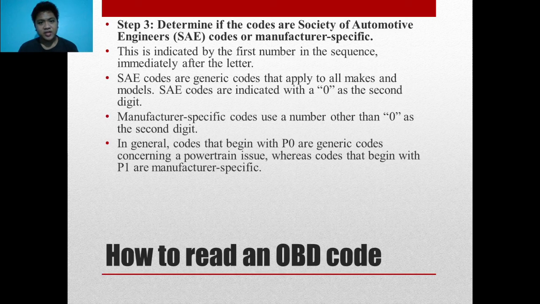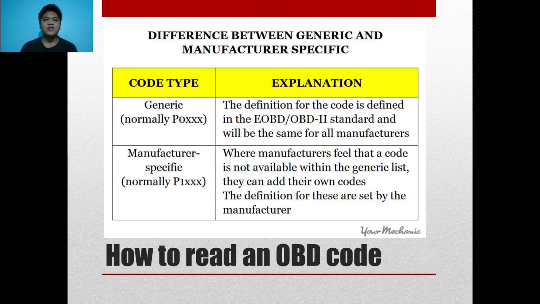Step 3. Determine if the codes are Society of Automotive Engineers (SAE) codes or manufacturer specific. This is indicated by the first number of the sequence immediately after the letter. SAE codes are generic codes that apply to all makes and models. SAE codes are indicated with a 0 as the second digit. Manufacturer specific codes use a number other than 0 as a second digit. In general, codes that begin with P0 are generic codes concerning a powertrain issue, whereas codes that begin with P1 are manufacturer specific. There's the difference. You can screenshot this if you want.